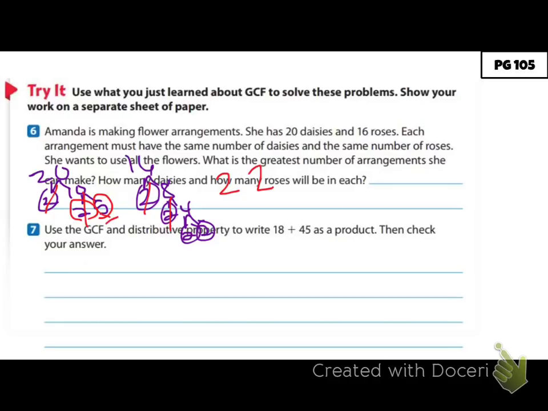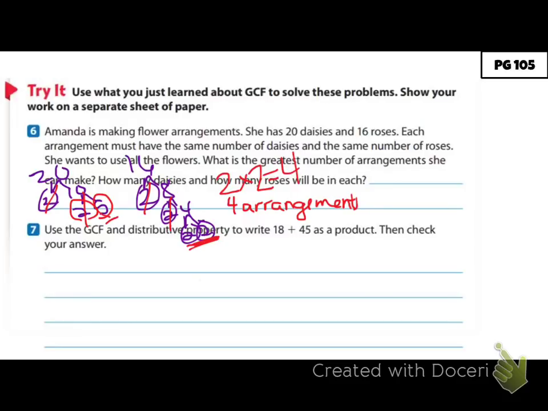Now, I'm left with a 5 and 2 2s. These are not in the same number, so I cannot count them as a pair. It has to be in both 16 and 20 for it to count as a pair. So, this is all I have in common. I'm going to multiply these, and I'm going to find that my greatest common factor is 4. That means she can make 4 arrangements.